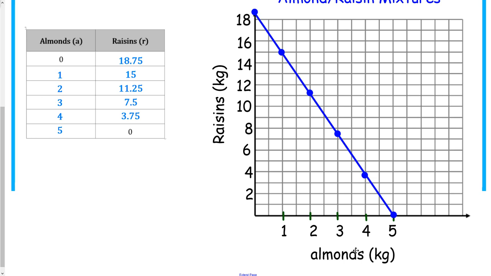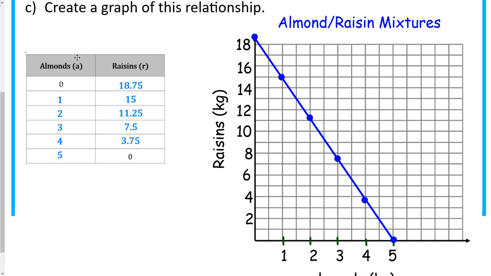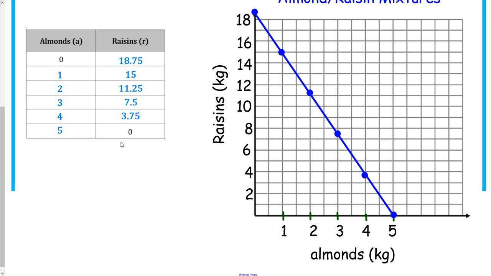Or the other way around, sorry. Raisins is dependent and almonds is independent. But I could have swapped those, right? It's just the way they were in the table, written down initially. It's usually the x column goes first, or the x-axis goes first, the y-axis goes second. So that's how I decided to create my graph. But they could be reversed.